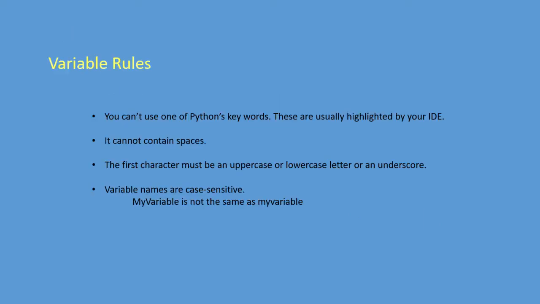There are some basic rules about naming your variables. You can't use one of Python's keywords. These are usually highlighted in a certain color by your IDE's syntax highlighting. It cannot contain spaces. The first letter must be an upper or lowercase letter or underscore. And variable names are case sensitive. That means my variable with capital M and capital V is not the same as my variable with all lowercase.